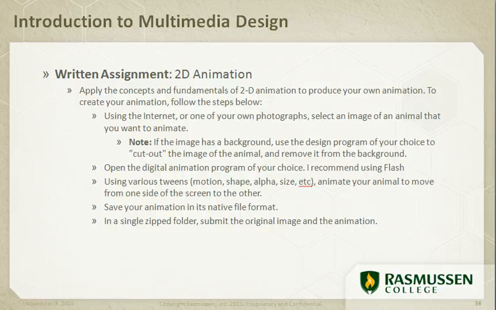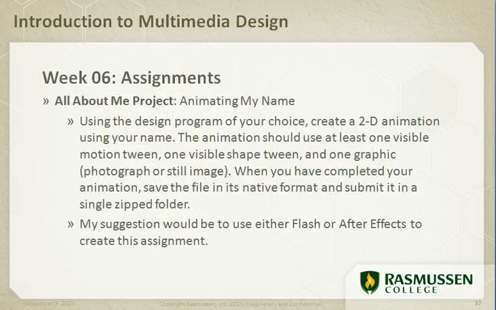For your All About Me project, you're going to create a 2D animation of your name, and it should use at least one tween. The instructions are telling you that you can use a motion tween, a shape tween, you can use a graphic or a still image. What I'd like to see is that you're using tweens. I'm not concerned about which type of tween that you use.